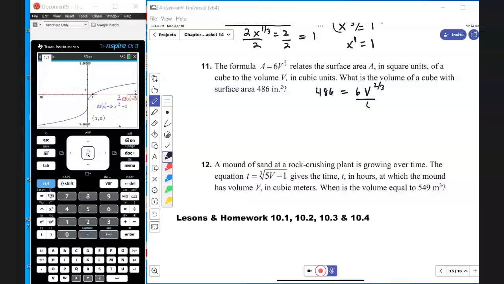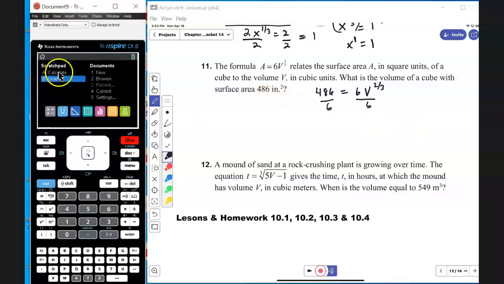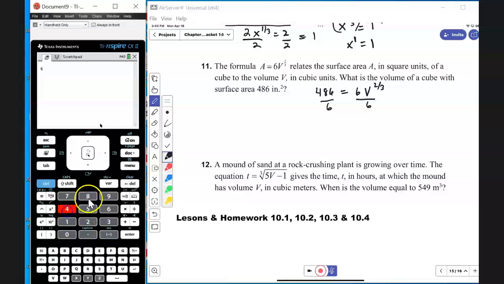I think the first thing to do is divide both sides by 6. So I'm going to go ahead and go to calculator, and we have 486 divided by 6. 81. So we have 81 is equal to V raised to the power 2/3. Now, we have 2/3. What we want to do is we want to raise it to the reciprocal. Why do we want to raise it to the reciprocal? Because 2 times 3 is 6, and 3 times 2 is 6, which comes out to be 1. So that's what we want.